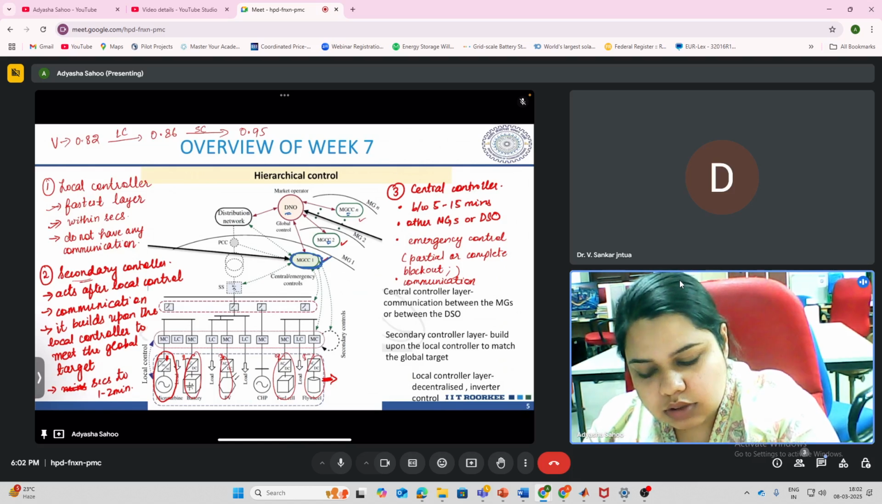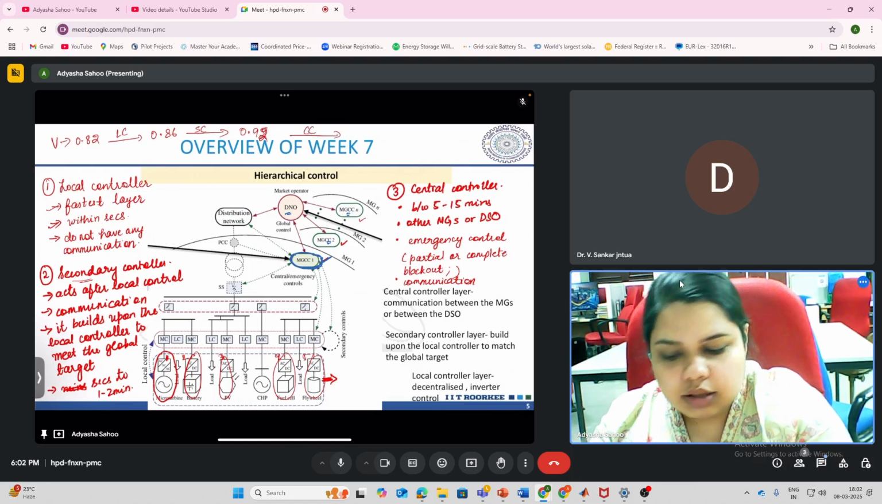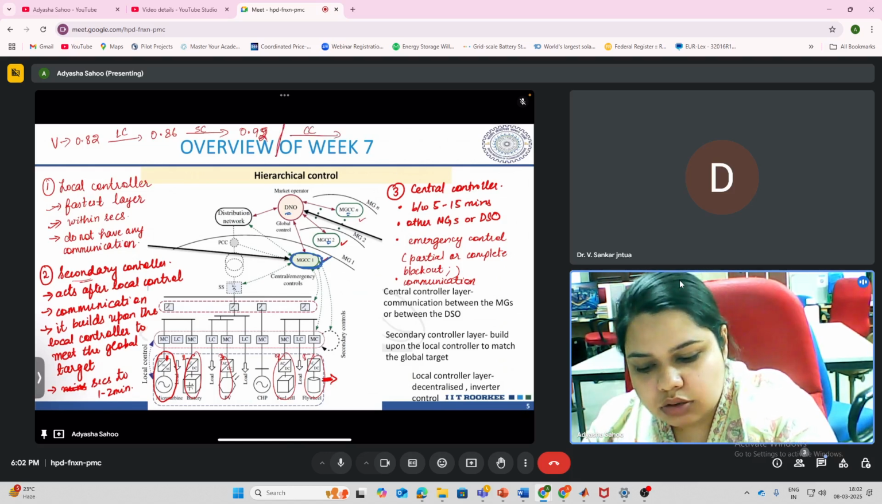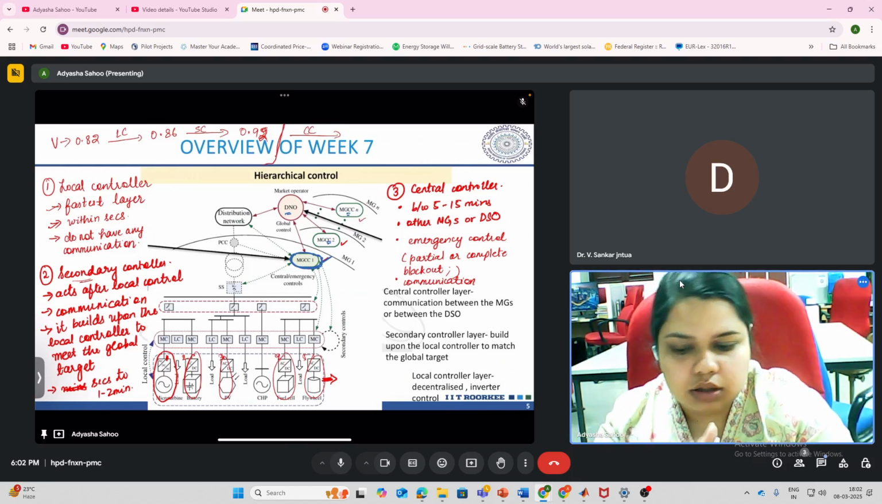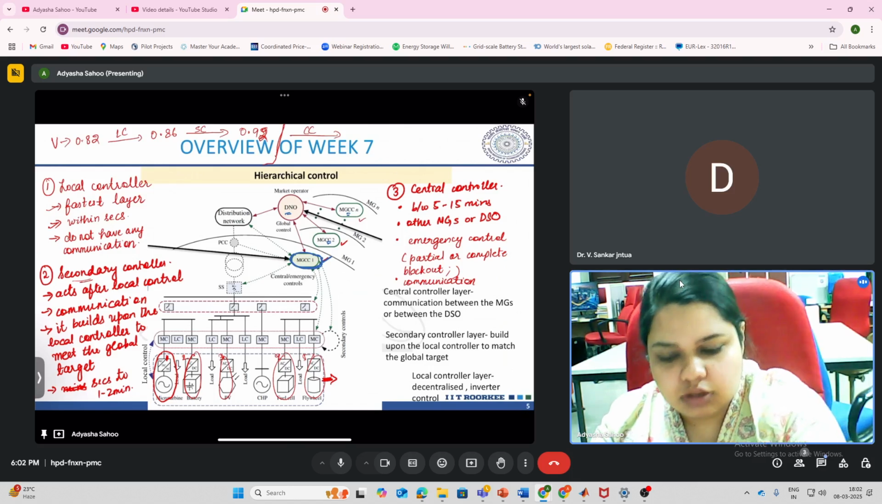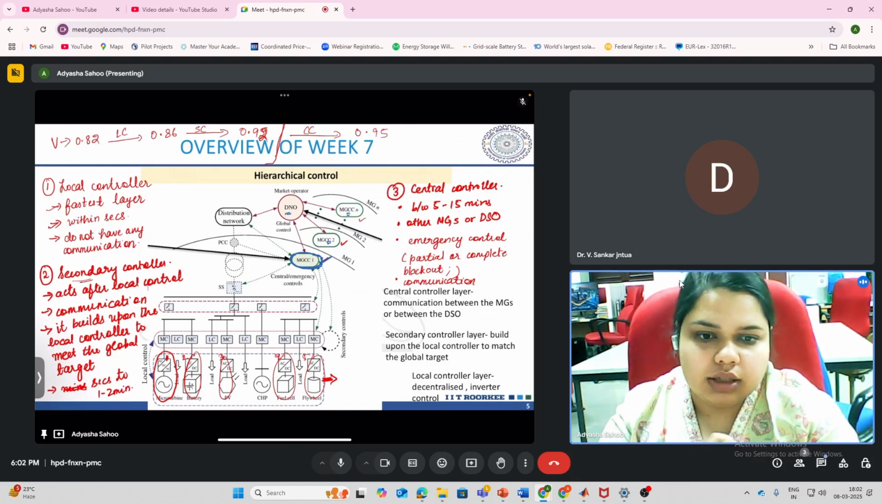So let's say the secondary control layer brings it to 0.92, then above that you have the central controller. Going to the central controller means you cannot manage the voltage within the microgrid. Now you have to take help from either the neighboring microgrid or the distribution system, and that will be done by the central control layer to bring the system back to your acceptable voltage of 0.95 or something like that.